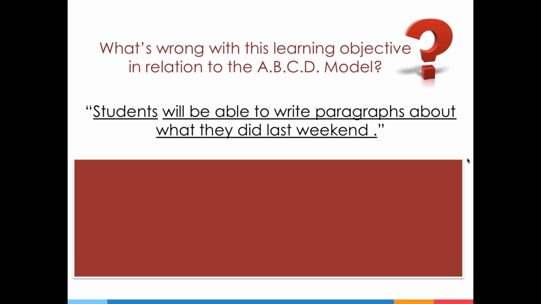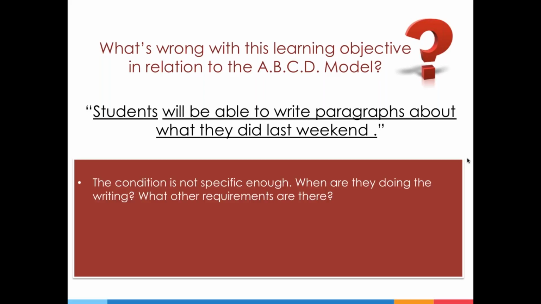Well, the first thing I thought was, again, the condition is not specific enough. Condition refers to under what circumstance the learner should be able to perform. So again, how are the students going to achieve this? I don't know what they're even trying to achieve. When are they doing their writing? Are they doing it in class? Are they doing it at home? What other requirements are there? I don't think I could teach this.